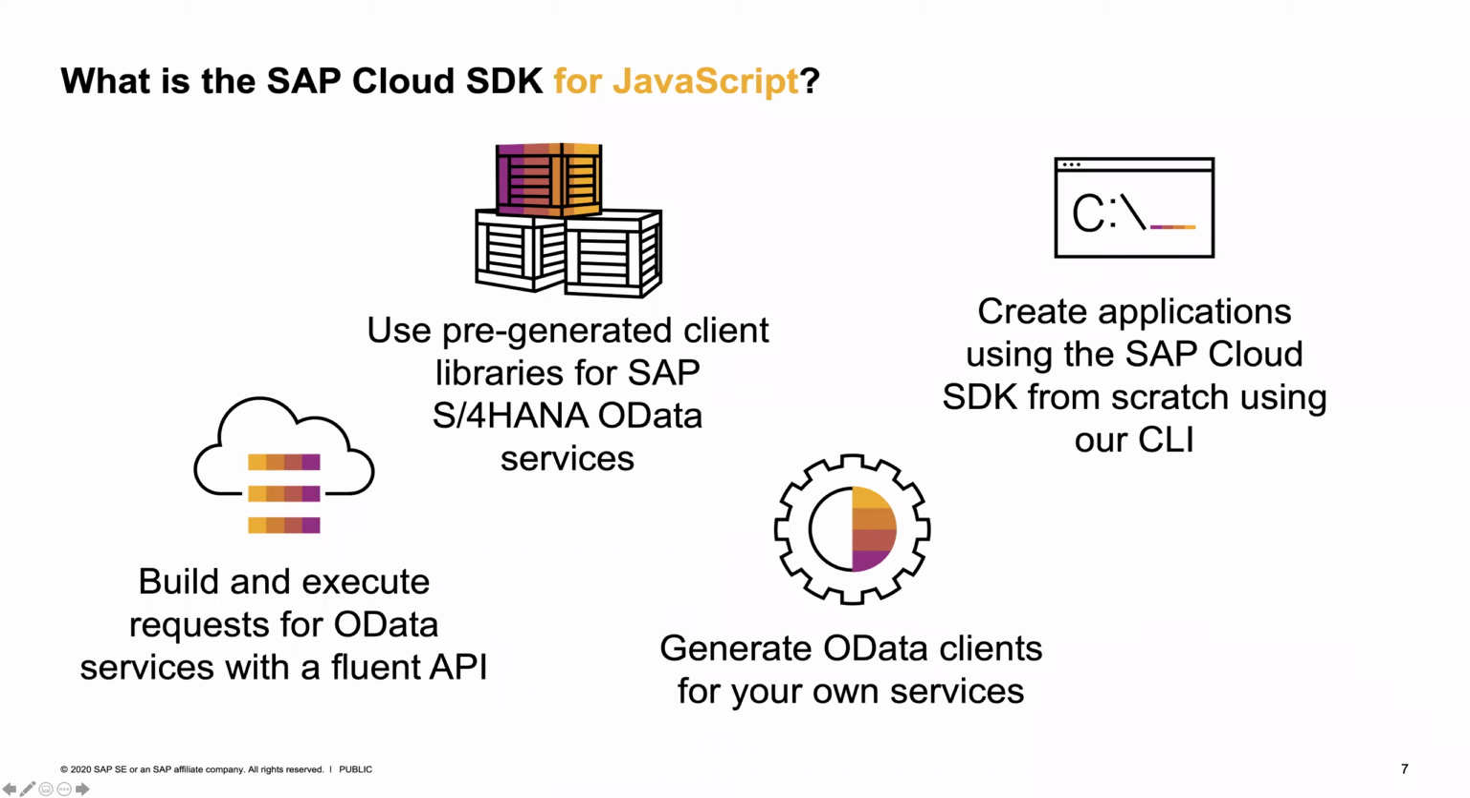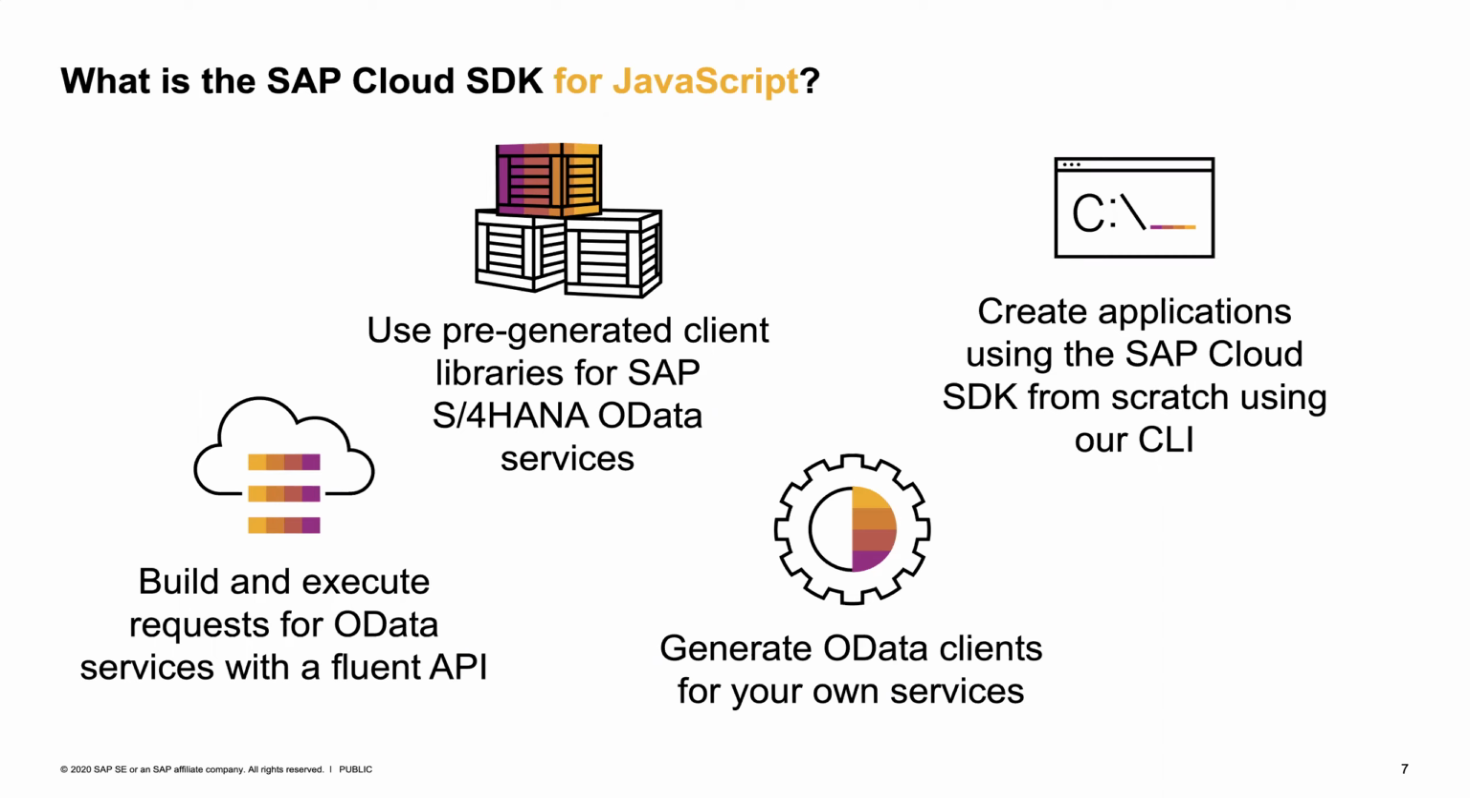Up to now, OData v2 was supported, but since very recently, we also support parts, and experimentally, as mentioned before, OData v4. In addition to that, we generate some client libraries for SAP S4HANA OData services. So all the OData services of SAP S4HANA are available to you out of the box so that you can basically create your own requests based on that. We've talked about this in previous sessions multiple times.